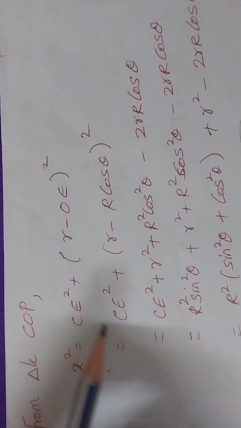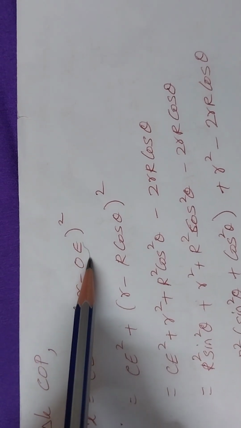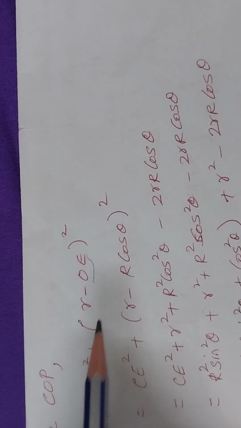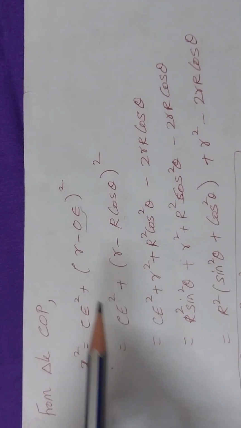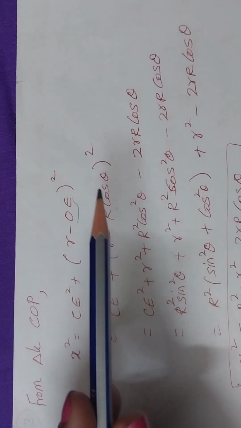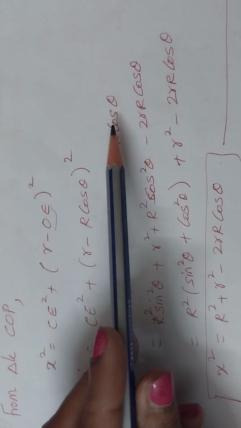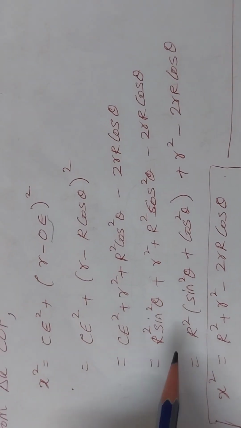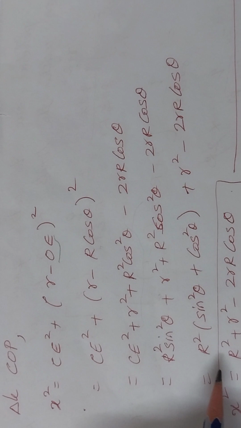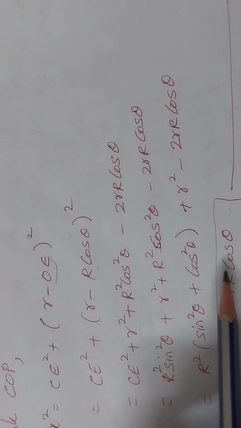So here in this derivation we have x squared is equal to CE squared plus (R minus OE) squared. For this OE we substitute the calculated value, that is R cos theta. Then we expand the equation using (a minus b) whole squared, which is a squared plus b squared minus 2ab cos theta. So we have x squared is equal to R squared plus small r squared minus 2Rr cos theta.